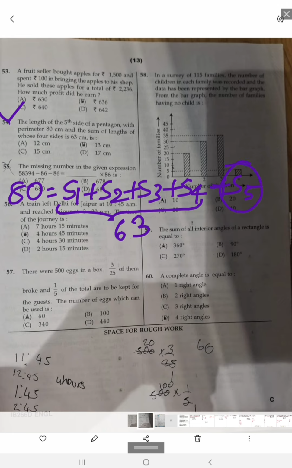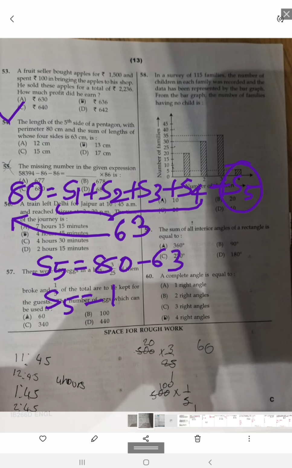Alright. So the length of the fifth side is very simple. S5 is equal to 80. If we transfer 63 to this side, it will be minus 63. So S5 is equal to 17. Alright. So 17 is the right answer. So let us move on to question number 55.